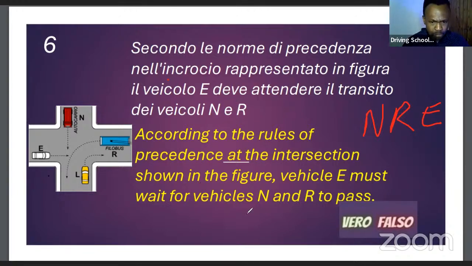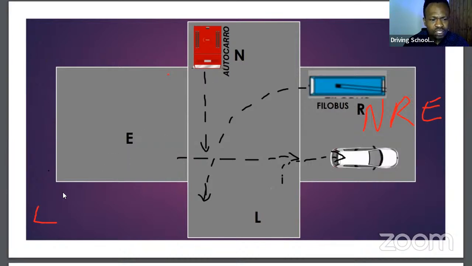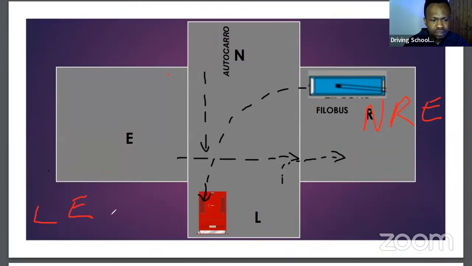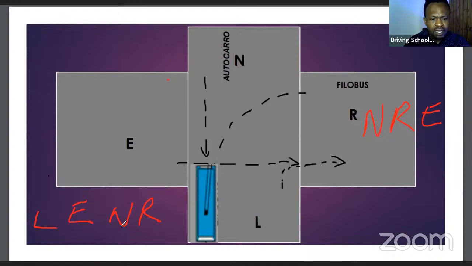You understand? But if we look at this intersection here, remember, we said that the first vehicle to leave is vehicle L, followed by vehicle, after vehicle L left, we're going to see vehicle E leaving. You understand? So it's going to be L, E, followed by vehicle N, then followed by vehicle R. So it is ENR and not NRE. You understand? So that is why the answer is falso.